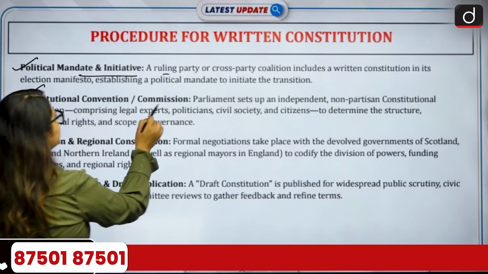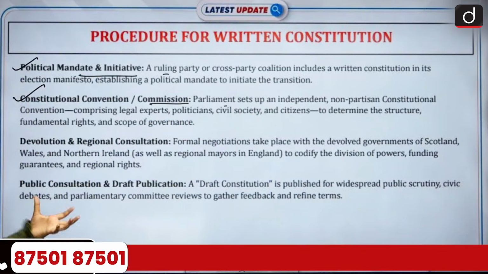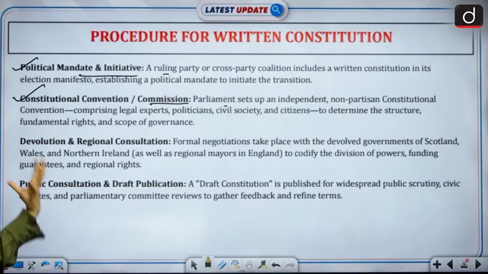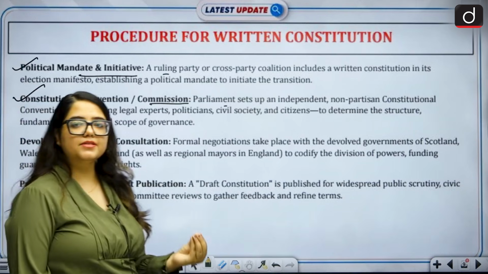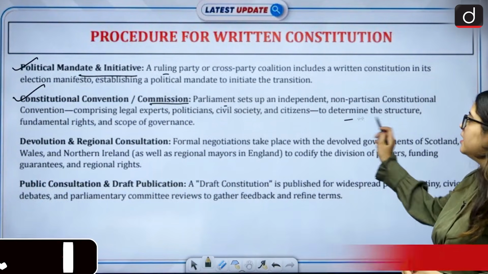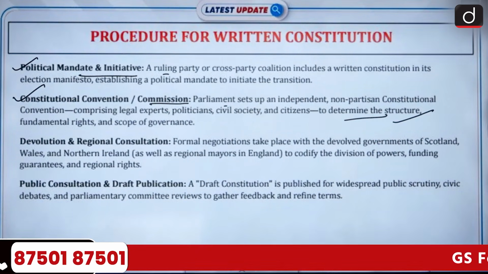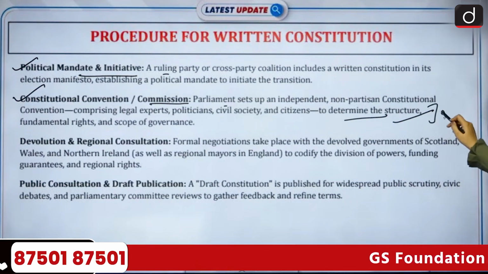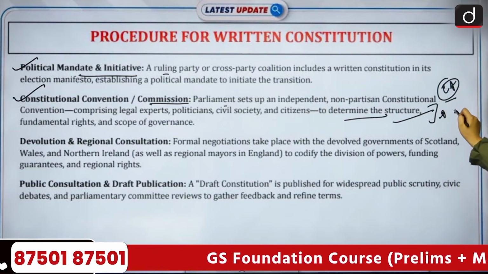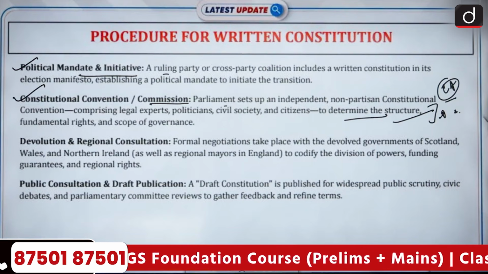Then the Constitutional Convention or Commission. Parliament sets up an independent, non-partisan constitutional convention. There the legal experts, civil society, politicians, citizens, leaders representing everybody would sit together and determine the structure, fundamental rights, scope of governance and everything. Like we had a constituent assembly, right? Similarly, they should have a constituent commission today and they should do this.